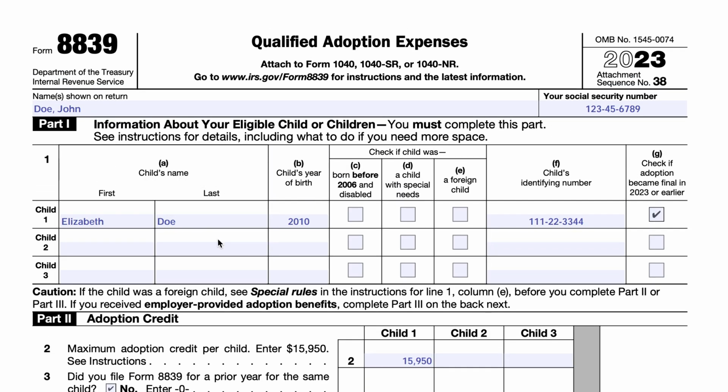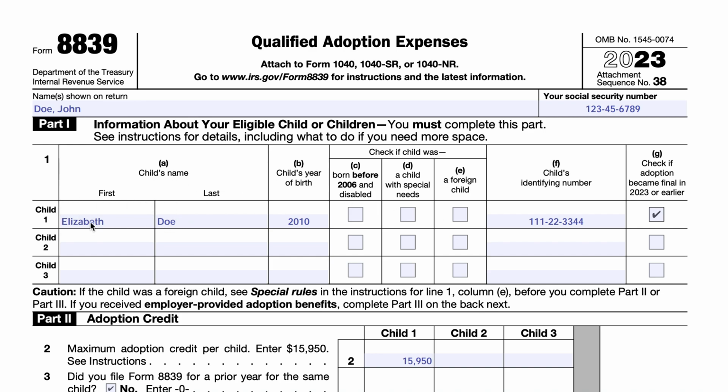So let's get to the top. We'll talk about part one. At the very top, above part one, we'll enter your taxpayer name and social security number. In part one, we're going to list the information for each eligible child. There are special rules. If your child was born before 2006 and disabled, you would check the box in column C. There are special rules that go with column D, which is a child with special needs, and in column E, a foreign child. We'll talk about those in a moment.